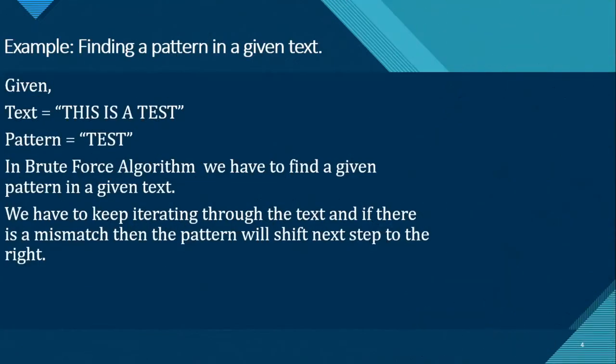Let's understand with an example. We have a given text, which is "this is a test", and we have the pattern called "test". So we will find this pattern "test" from the given text "this is a test" with the brute force algorithm. In the brute force algorithm, we have to find a given pattern in a given text. We keep iterating through the text, and if there is a mismatch, then the pattern will be shifted one step to the right.